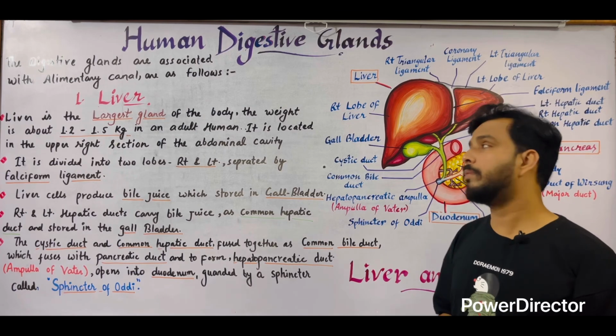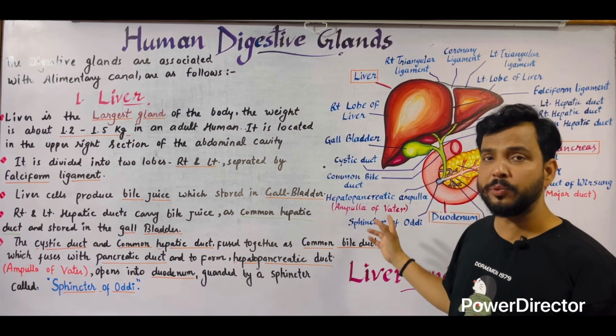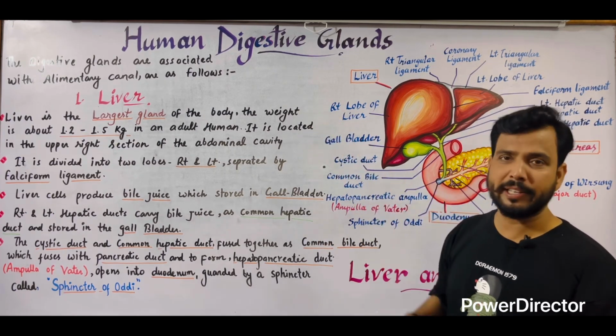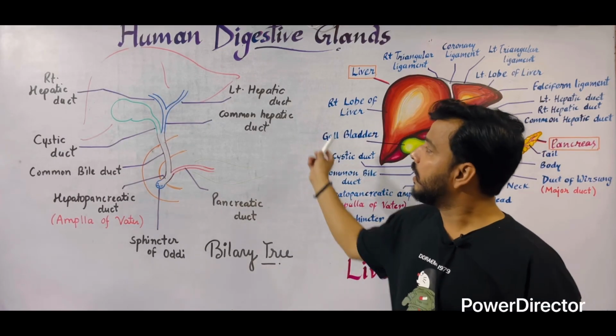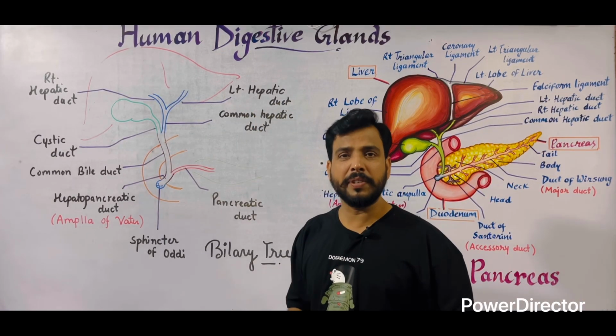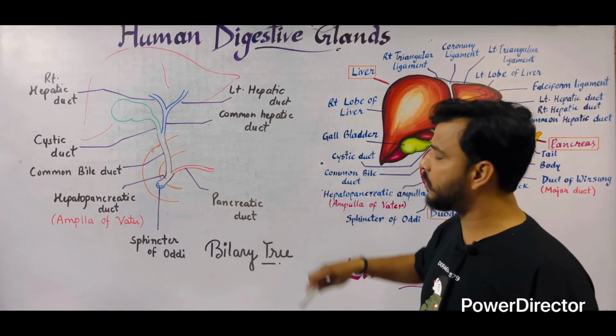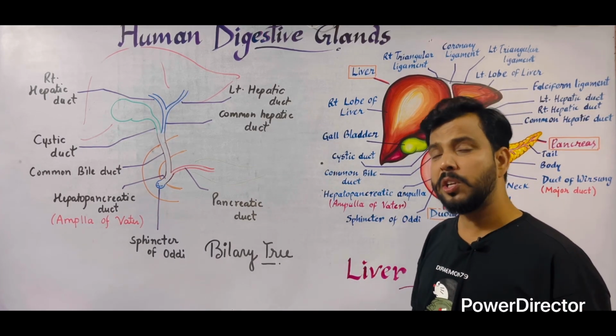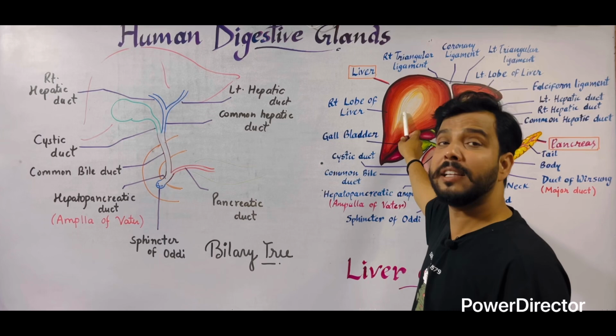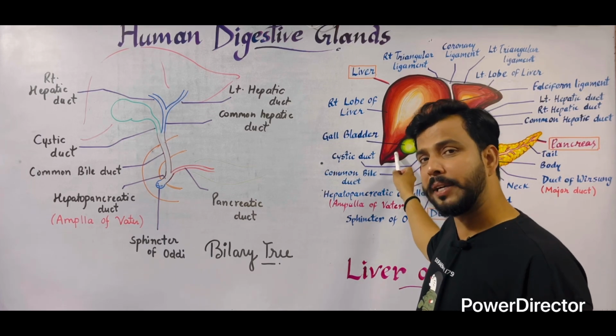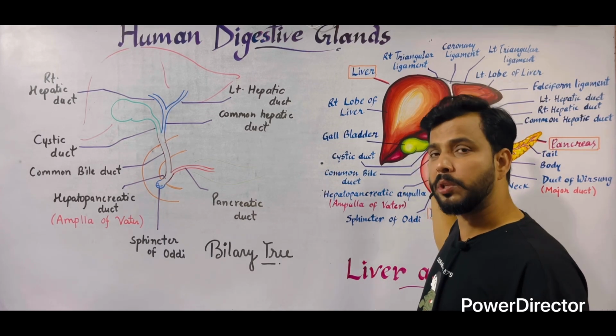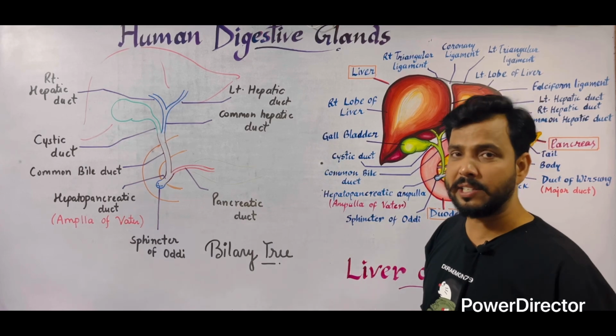Now I will describe the biliary system, or the biliary tree, again with the help of a diagram. As you can see on the board, I made a rough diagram of this biliary system or biliary tree, by which the bile juice produced inside the liver enters into the gallbladder and finally reaches the duodenum of the small intestine for digestion.